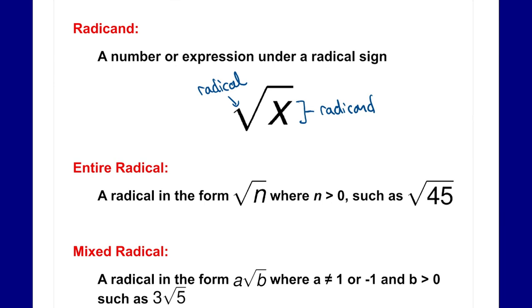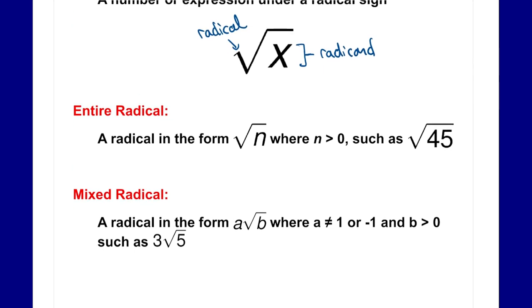Now, an entire radical is in the form of the square root of n, where n is greater than 0. So, for example, the square root of 45. A mixed radical is similar to a mixed fraction in the sense that it is in the form of a times the square root of b, where a does not equal 1 or negative 1, and b is greater than 0. So, for example, 3 root 5 is a mixed radical. Just like a mixed fraction contains a whole number and a fraction, a mixed radical contains a whole number and a radical.